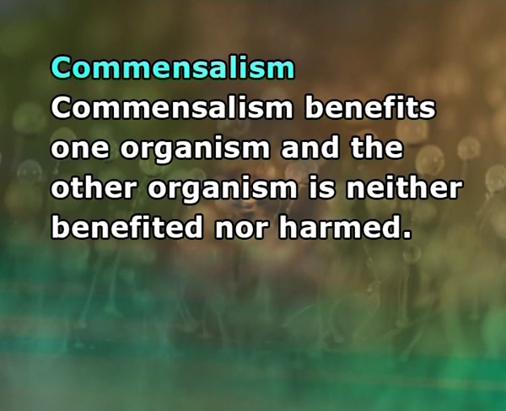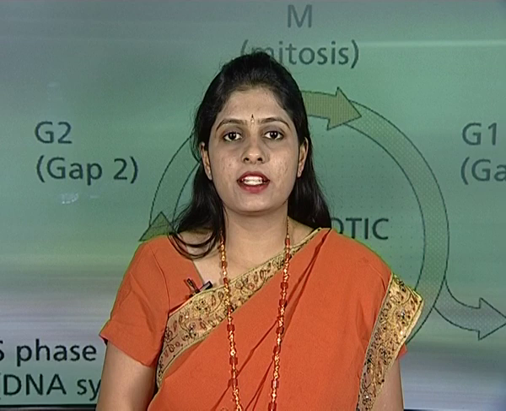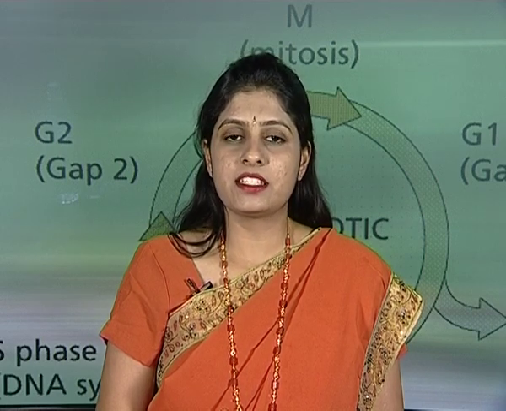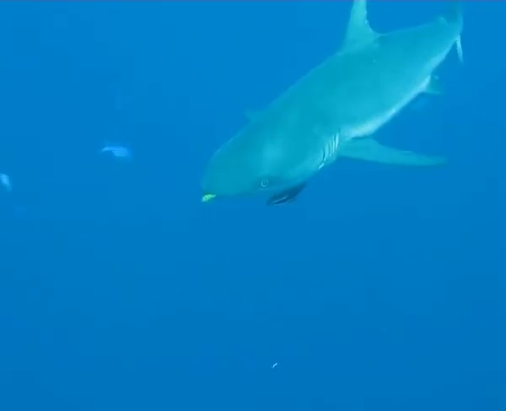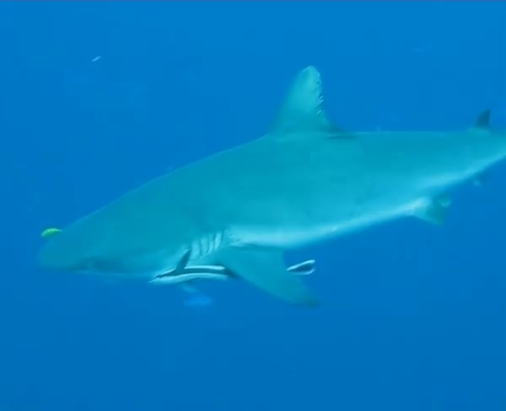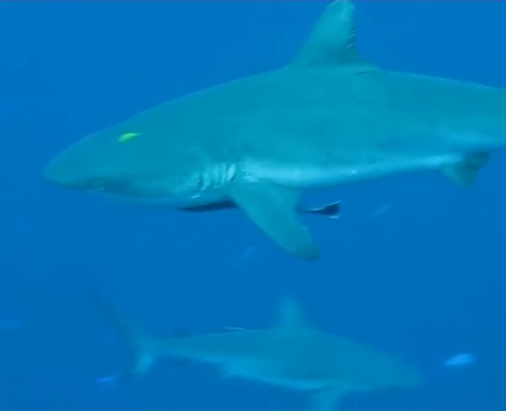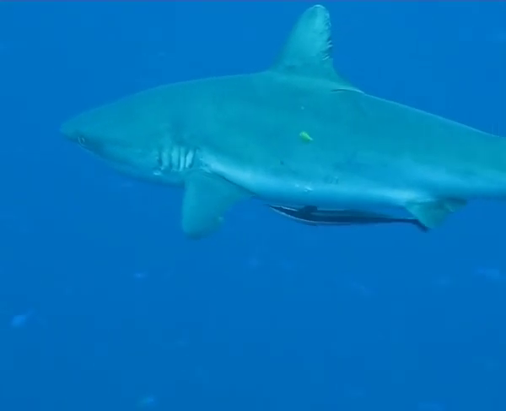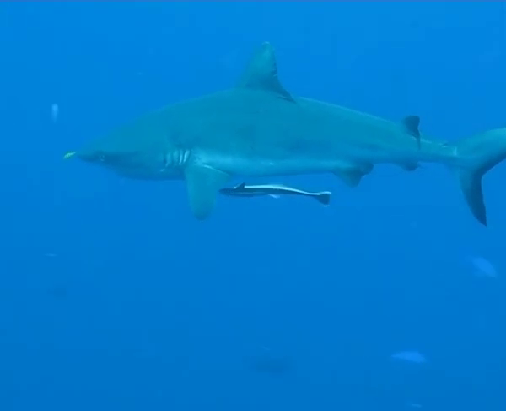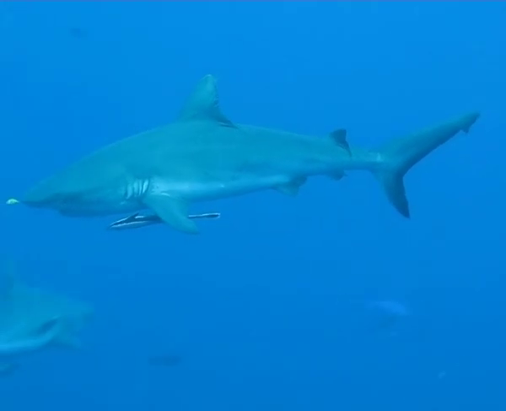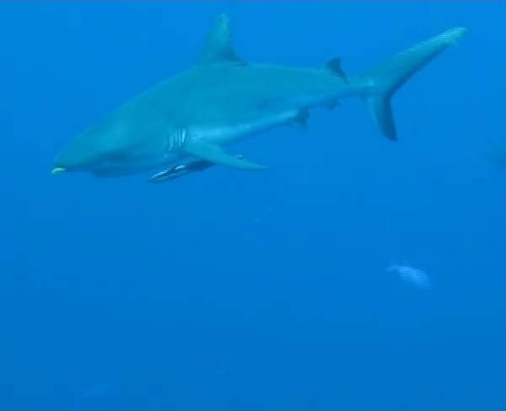Commensalism. Commensalism benefits one organism and the other organism is neither benefited nor harmed. It occurs when one organism takes benefits by interacting with another organism by which the host organism is not affected. A good example is remora living with a shark. Remoras eat leftover food from the shark. The shark is not affected in the process as remoras eat only leftover food of the shark, which does not deplete the shark's resources.